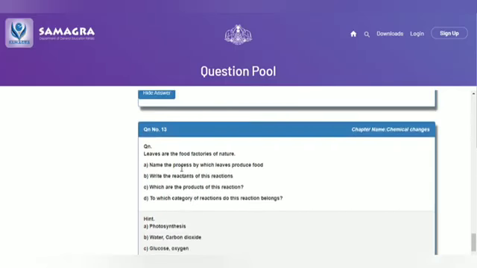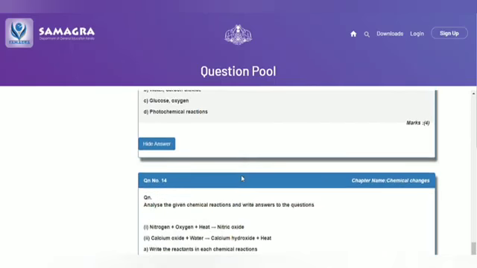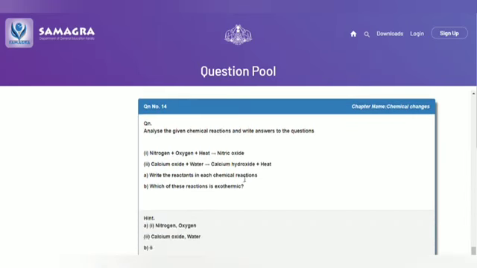That is, name the process by which leaves produce food by photosynthesis. Write the reactants. Reactants are water and carbon dioxide. And the products of photosynthesis are glucose and oxygen. To which category of reaction does this reaction belong? Photochemical reaction.